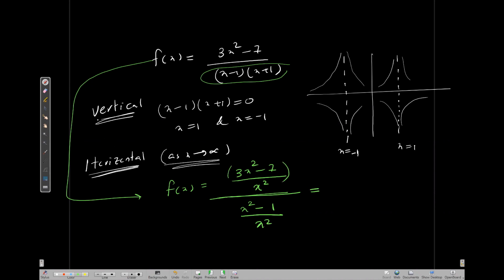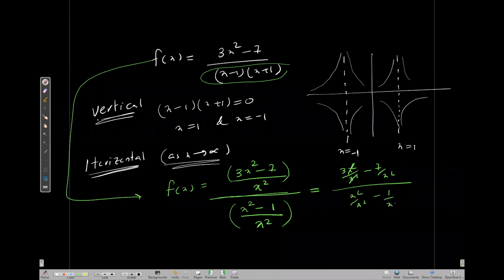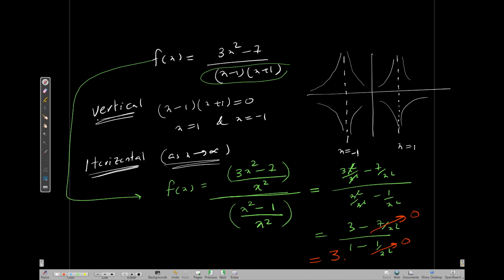Once I do that, term by term, I get 3x squared over x squared minus 7 over x squared. So this will cancel, and x squared over x squared minus 1 over x squared, this will cancel. So the result is 3 minus 7 over x squared, over 1 minus 1 over x squared. Now as x gets larger and larger, this term goes to 0 and this term goes to 0, again giving 3. Again, in this case, y equals 3 is the horizontal asymptote.